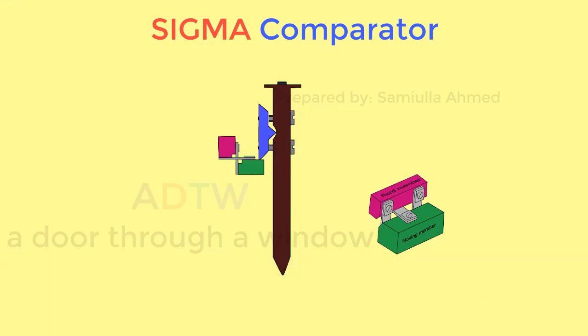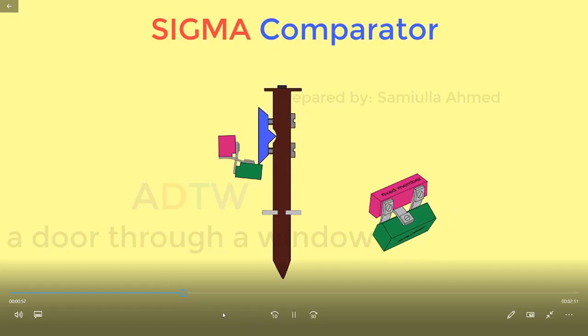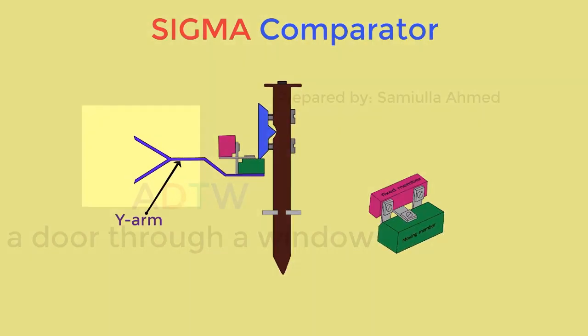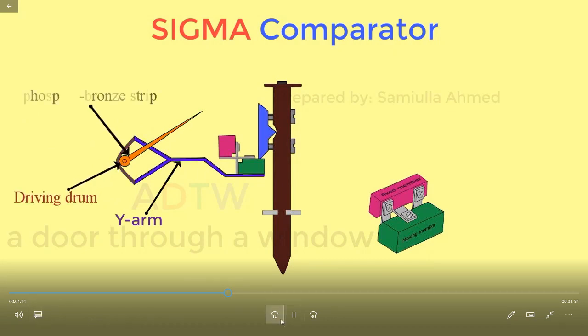Member of cross strip hinge. This unit comprises of a fixed and a moving block, connected by thin flexible strips at a right angle to each other. Whenever the plunger moves up or down, the knife edge drives the moving member, which divides into a Y form. The extreme ends of the Y arm are connected to a driving drum by means of phosphor bronze strip.